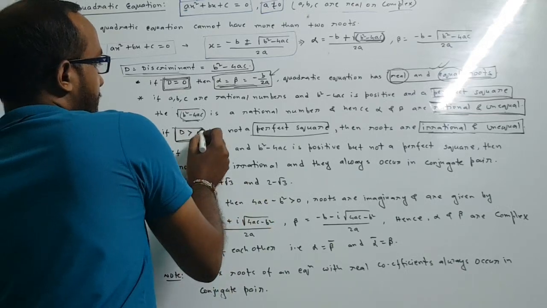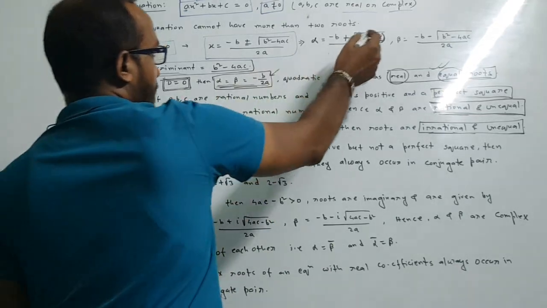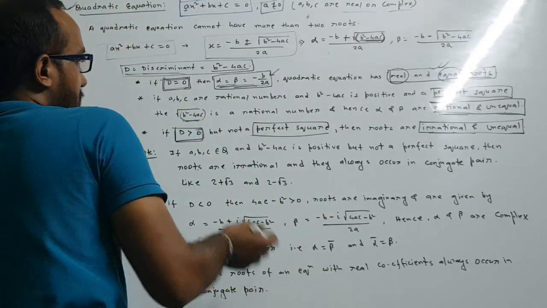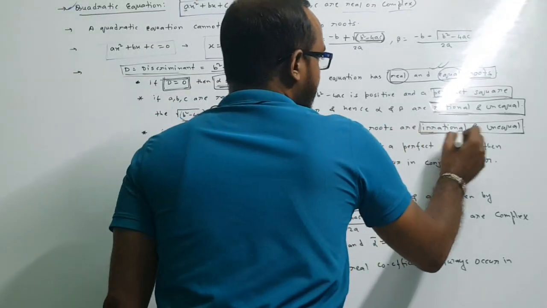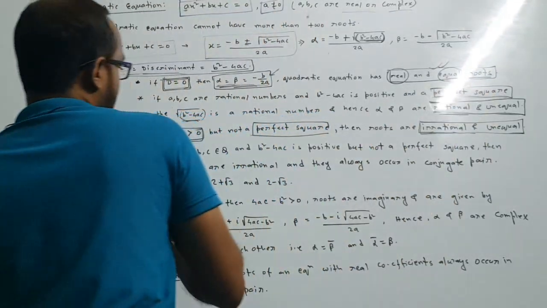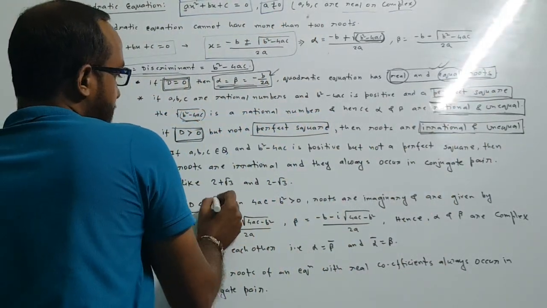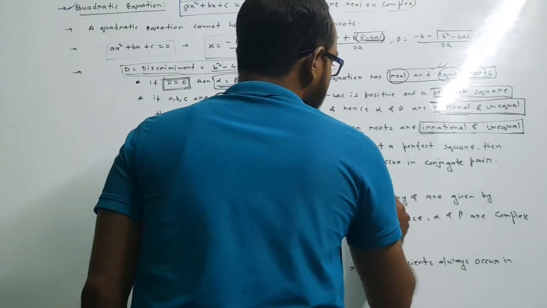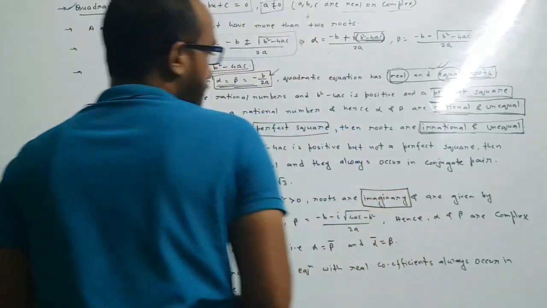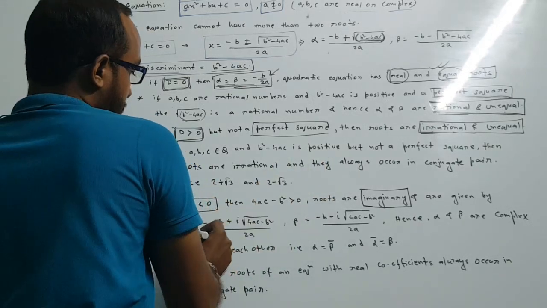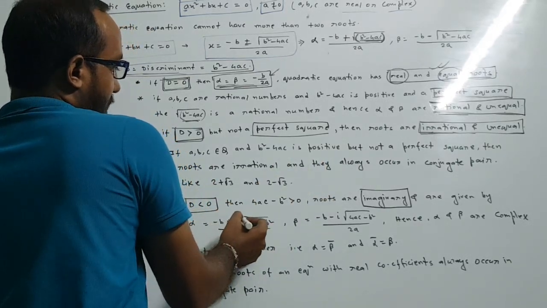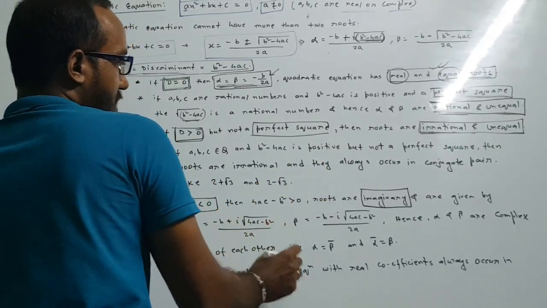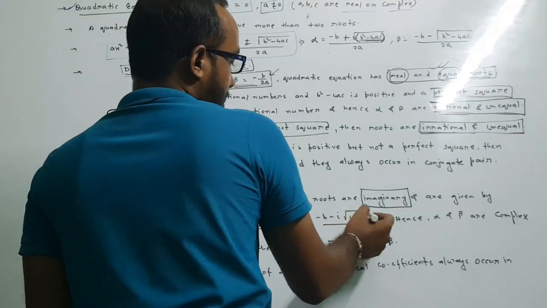When the discriminant is greater than 0, that means b square minus 4ac is greater than 0, then our roots will be irrational and unequal. If this discriminant is less than 0, then our roots will be imaginary, and those two roots are given by minus b plus i root under the same thing, and minus b minus i root under this.